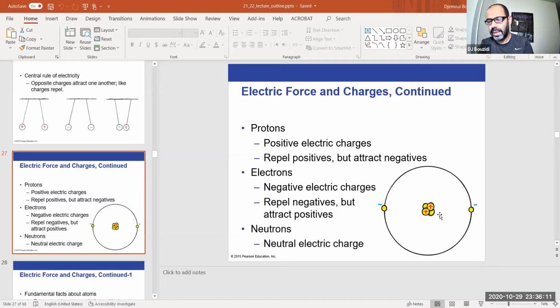Here, the neutron is not a participant in this game of electricity, okay? In order to play this game, you have to have a charge. In order to play the game of gravity, you have to have a mass. All of them have mass. So all of them are allowed to play the game of gravity, protons, neutrons, and electrons. For the game of electricity, neutrons, they're not allowed in.